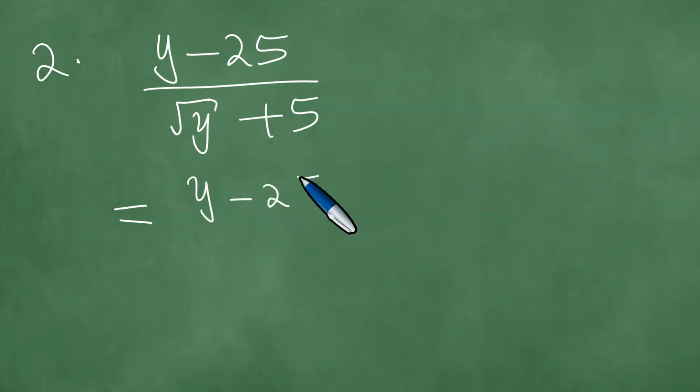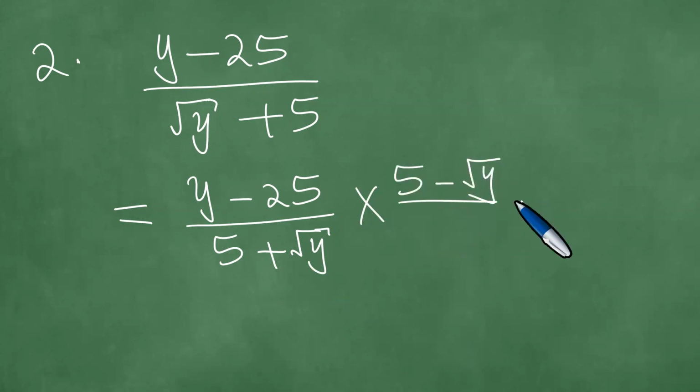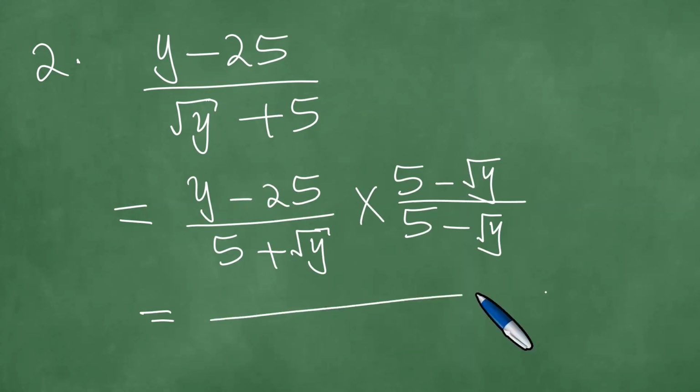Okay, so you have y minus 25. You divide by, so you can write the denominator as 5 plus the square root of y. But once you've written it like that, you write it as 5 minus the square root of y. So now in the denominator, this is the difference of two squares. You multiply 5 times 5, you get 25.